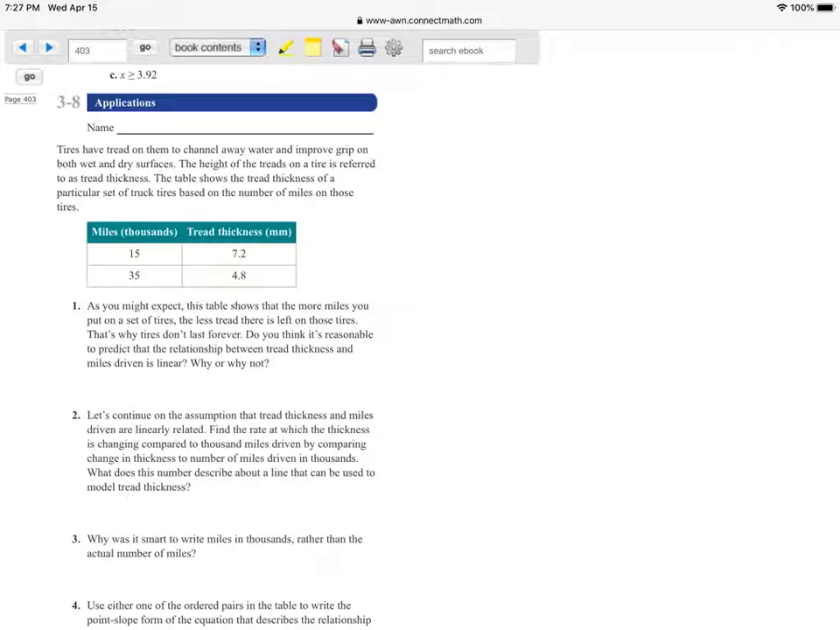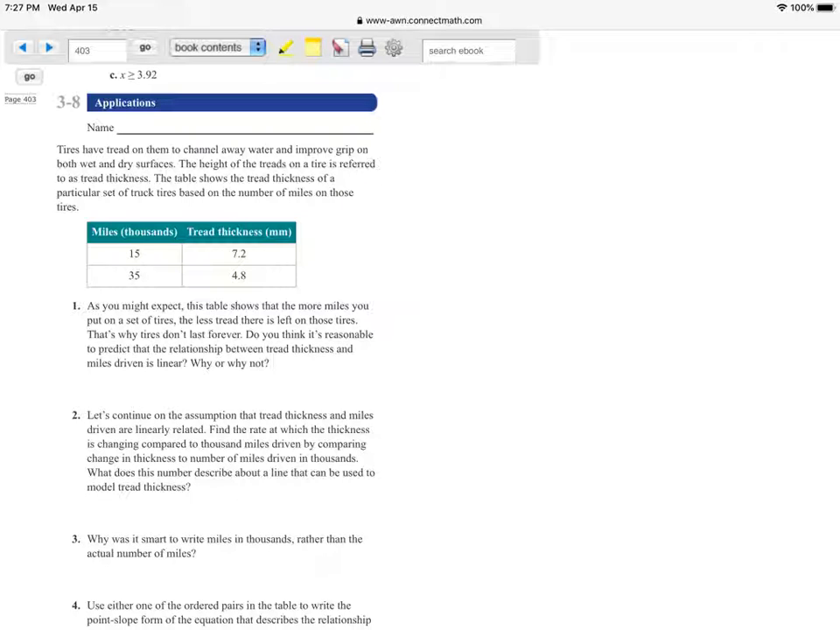Okay, so now let's look at these applications. Tires have tread on them to channel away the water and improve grip on both wet and dry surfaces. The height of the treads on a tire is referred to as tread thickness.